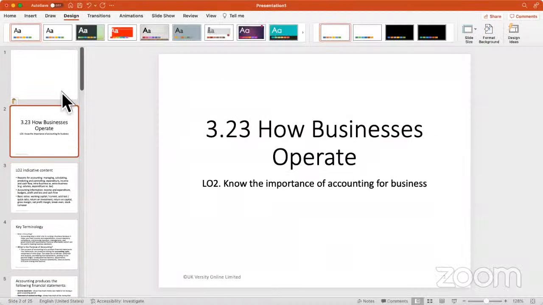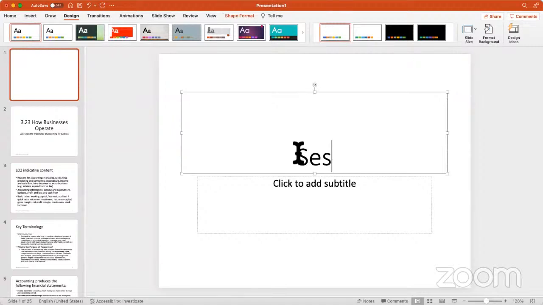So let's look at discussing today our learning outcome with regards to the topic of what is accounting, why it is important for business, and let's run through some of the slides.